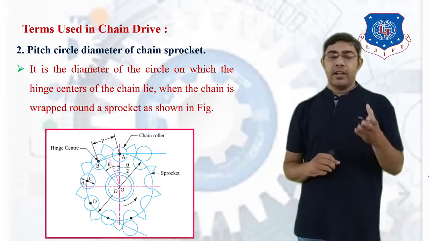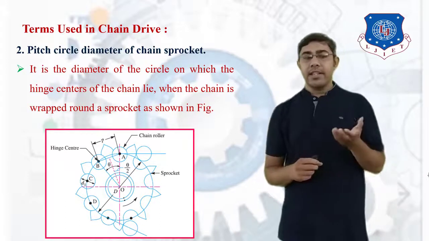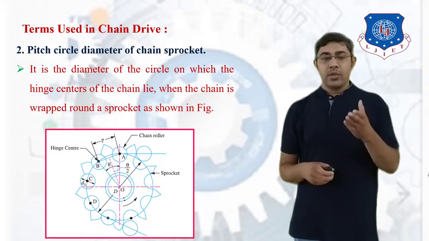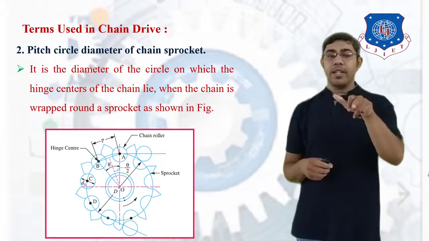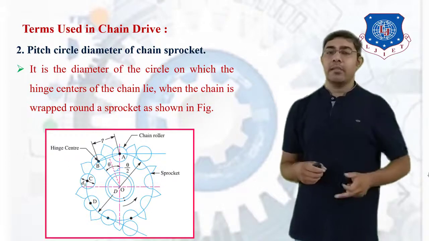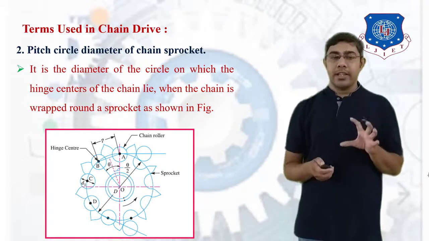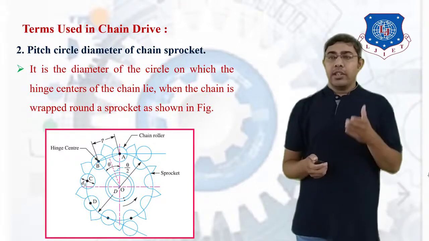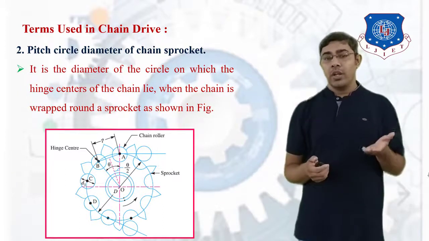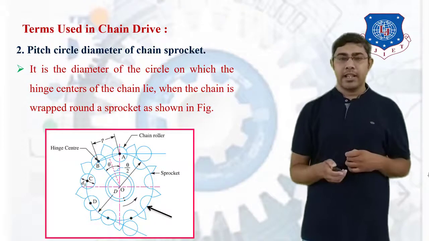You can see in our figure there are a number of dot points A, B, C, D shown. Those are nothing but the hinge centers of the chain when the chain is wrapped round on the sprocket. The pitch circle diameter is the diameter of this circle passing through these points. So the pitch circle diameter is nothing but the diameter of the circle on which the hinge centers of the chain lie when the chain is wrapped round on the sprocket. You can see this circle shows the pitch circle diameter.